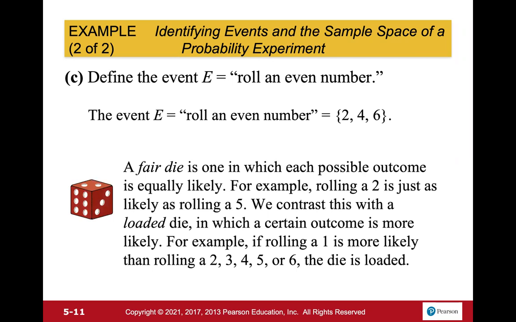A fair die is one in which each possible outcome is equally likely. For example, rolling a 2 is just as likely as rolling a 5. We contrast this with a loaded die. I'm just imagining watching a TikTok of them doing resin pours and everything, creating a die and putting a little bit of weight to one of the corners or one of the faces. That's going to force the die to not be fair anymore. It's going to favor one of the sides more than the others. So it's not equally likely for each outcome to be selected. A fair die would be a regular die where each side is equally likely to happen. A loaded die is one that does not have an equal chance of each side being selected.